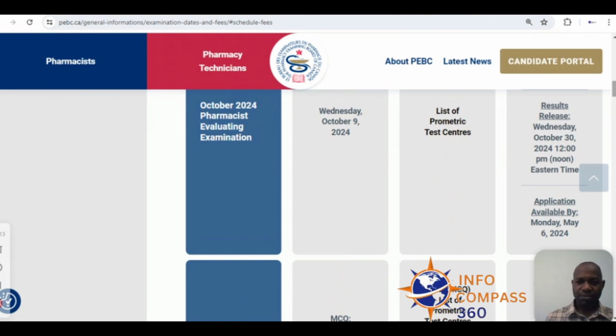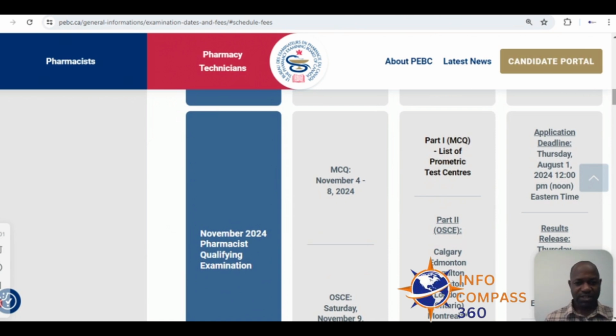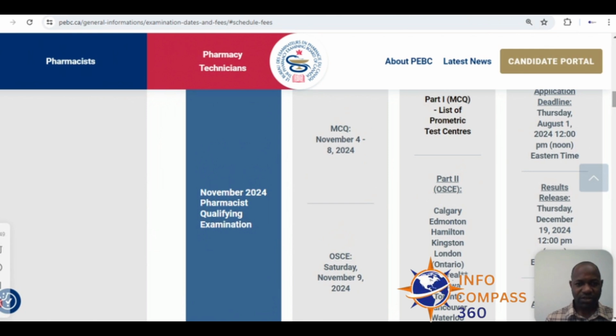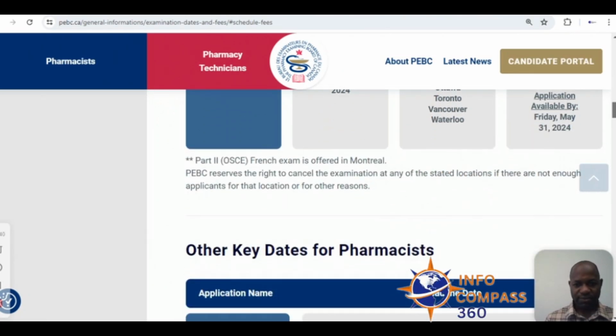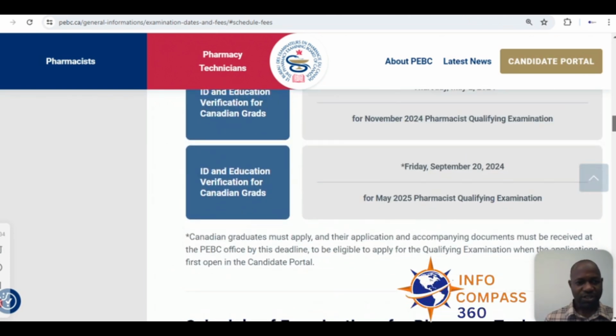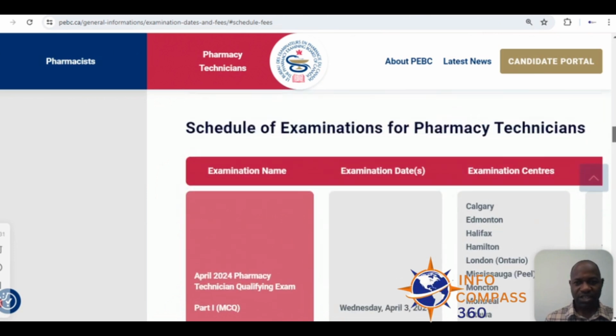So the evaluating exam that is next would be the October one, and that is the one holding on Wednesday, 9th of October, which is the pharmacist evaluating exam, whereas the pharmacist qualifying exam is holding next from November the 4th to November the 8th, 2024. So that's for the MCQ, which holds between November 4th to 8th, and the OSCE holding November the 9th. So other key information or dates are also available right here, and what you would need or what is required for the exam itself. So you can check them all out here.